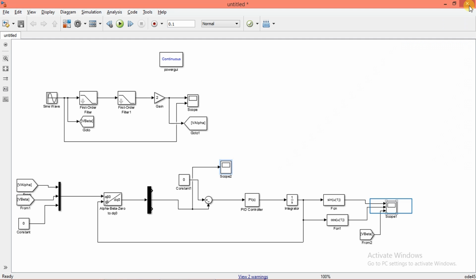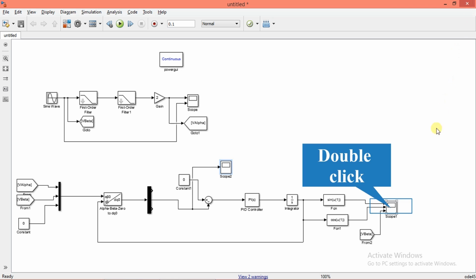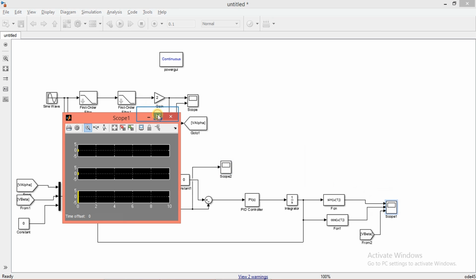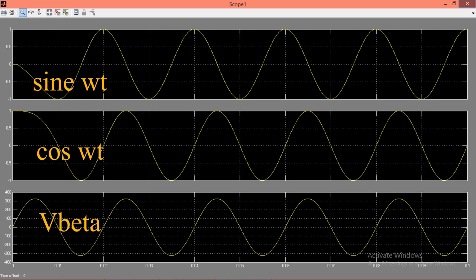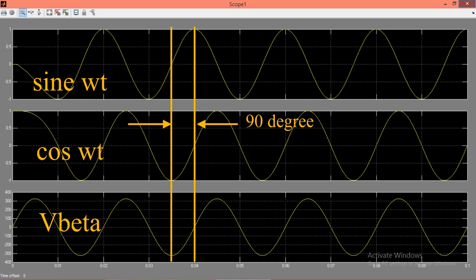Now finally, we shall see the cos omega t and sin omega t, which are generated using the PLL output. I have also added the actual voltage, which is the beta voltage, to the scope for comparison. To see all these three waveforms, open the scope. We can observe the following things from the waveform. Cos omega t and sin omega t are placed 90 degrees apart.